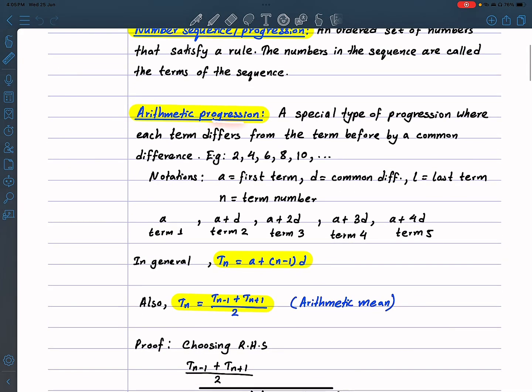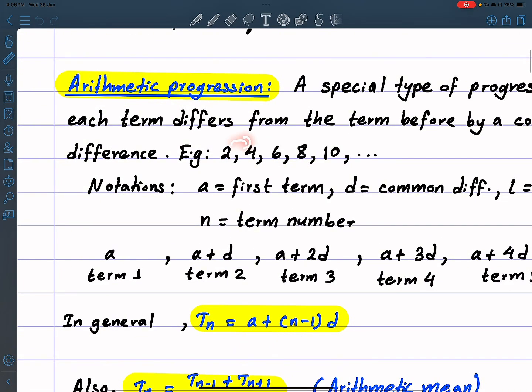So, what is an arithmetic progression? An arithmetic progression is a special type of progression where each term differs from the next term or before by a common difference. For example, 2, 4, 6, 8, 10. In this case, each term differs from the next by positive 2. So we add positive 2 to get the next term and we deduct positive 2 to get the previous term.